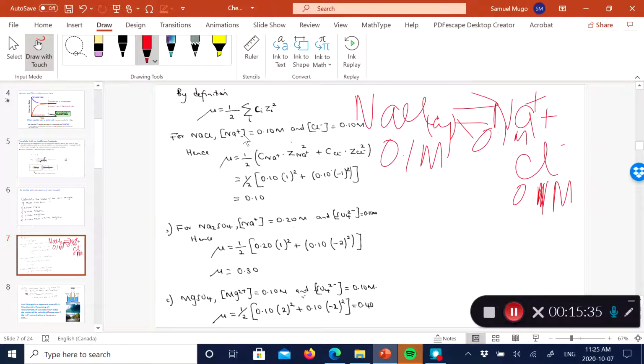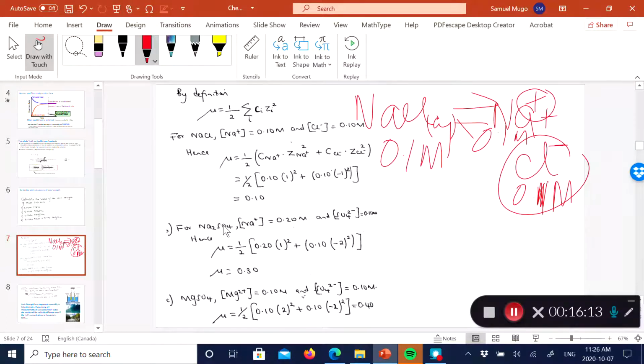And then now you can substitute it in this equation. You can see the concentration of sodium is 0.1. I multiply it by the charge. The charge of sodium is 1, and I square that, plus the concentration of chloride, which is 0.1, multiplied by the charge, which is -1 squared. And then I divide all that by 2 after I do the summation. And you can see the ionic strength of sodium chloride then is 0.1.